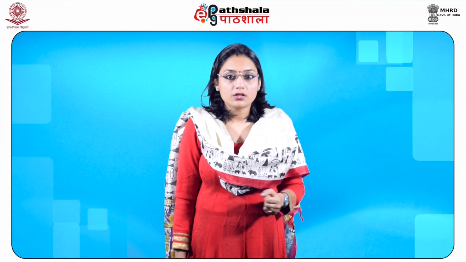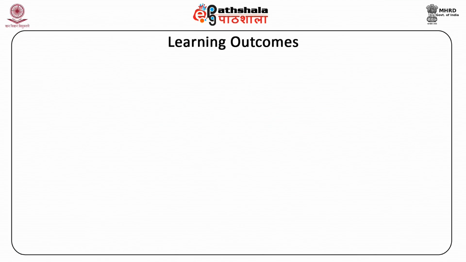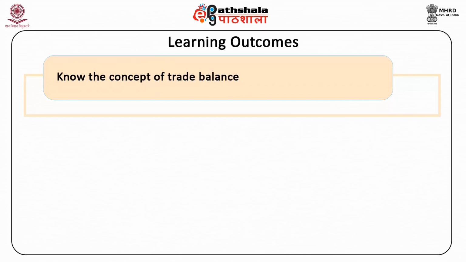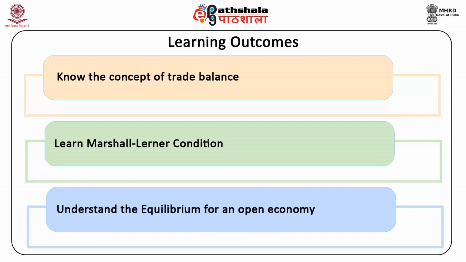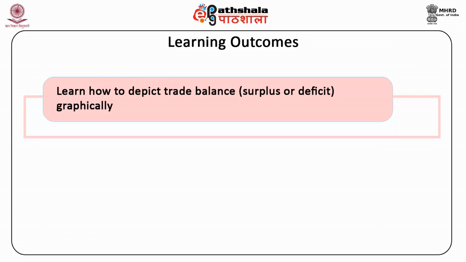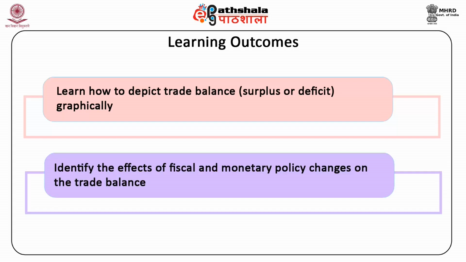In the next two sections, we will describe the equilibrium in the goods market and the money market for an open economy in the short run. Following them, we will explain how fiscal and monetary policy changes affect the aggregate demand and output in the open economies. After studying this module, you shall be able to know the concept of trade balance, learn Marshall-Lerner condition, understand the equilibrium for an open economy, learn how to depict trade balance, that is surplus or deficit, graphically, identify the effects of fiscal and monetary policy changes on the trade balance.